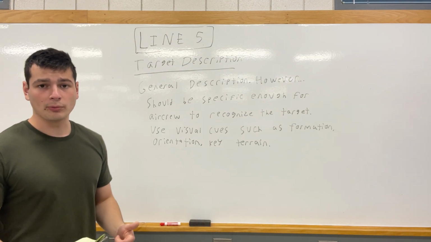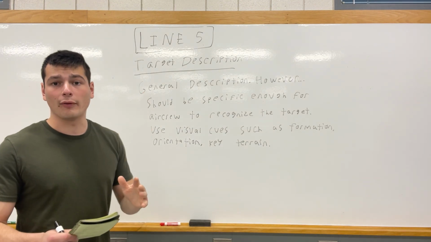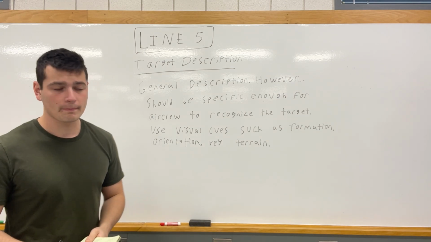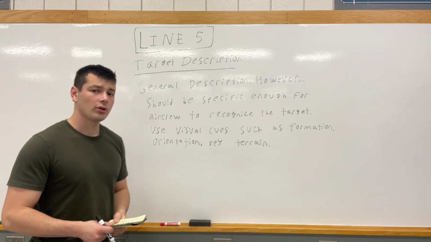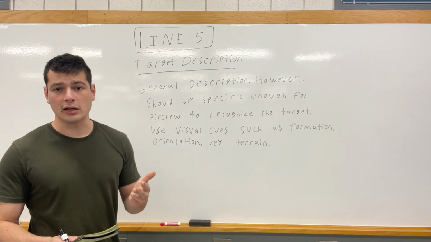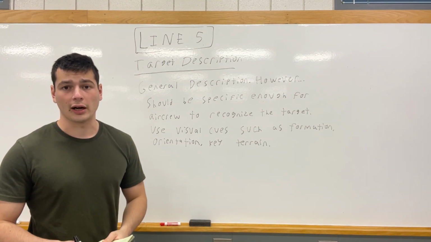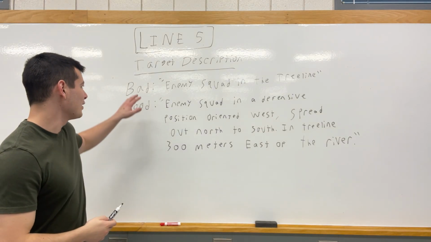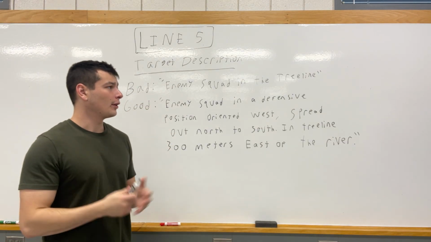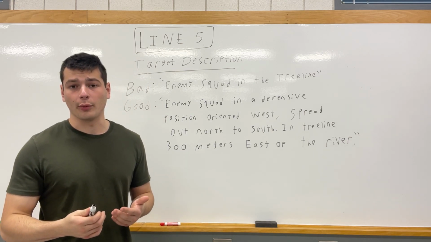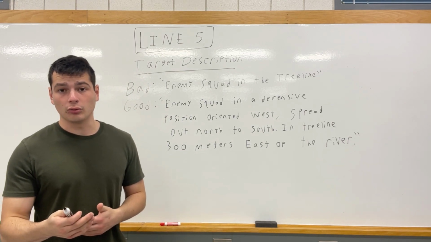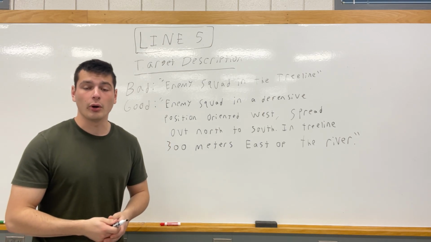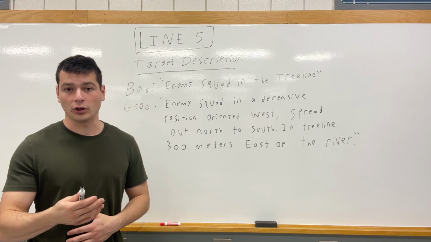Line 5 is target description. This is a general description. However, it should be specific enough that the aircrew is able to recognize the target. Use visual cues such as formation, orientation, and key terrain in order to guide the aircrew onto the target. Some more on line 5. An example of a bad target description would be enemy squad in the tree line. Okay, that doesn't give the aircrew a whole lot to work with. If you as the JTAC are unable to observe yourself and that's the best you can come up with, okay, that's what you gotta go with. But if you can give more description, you should.